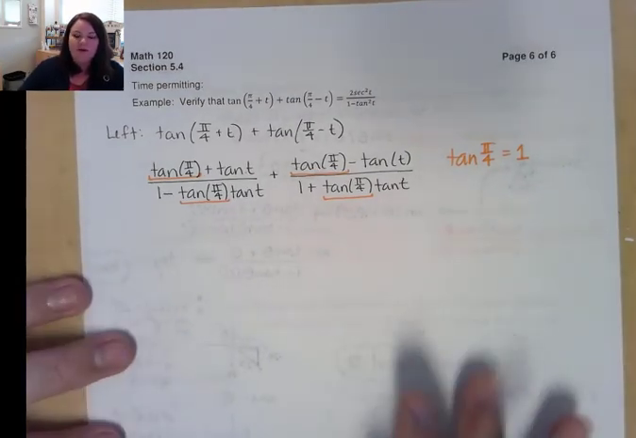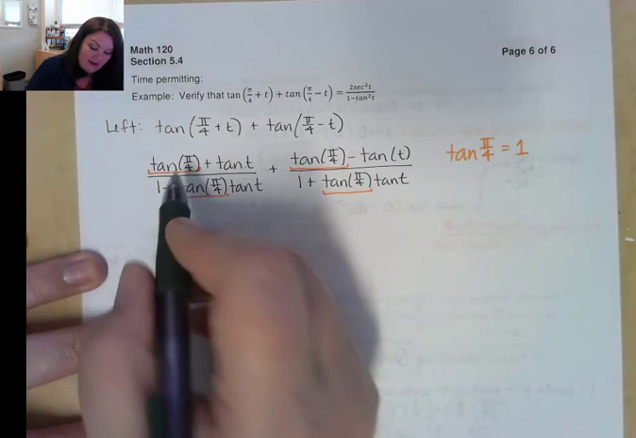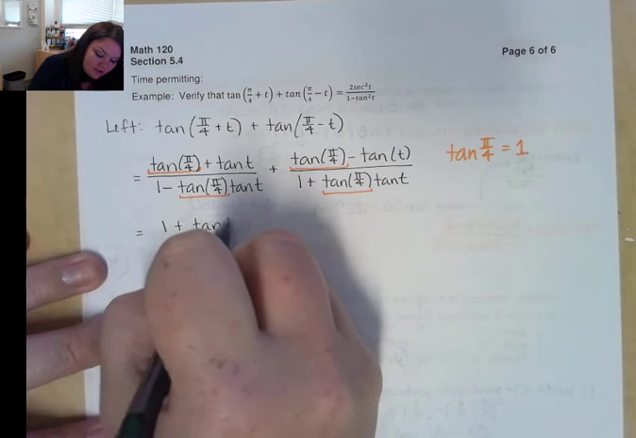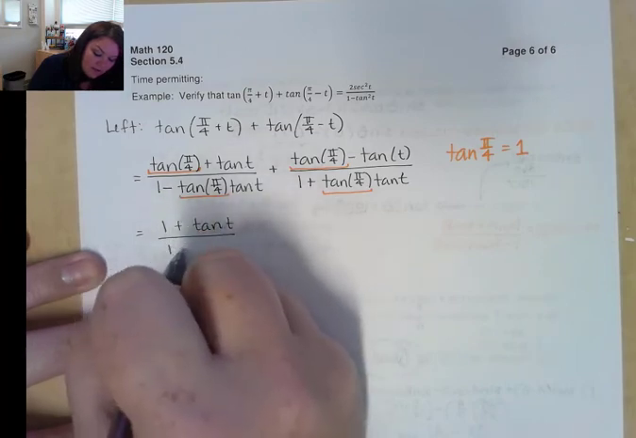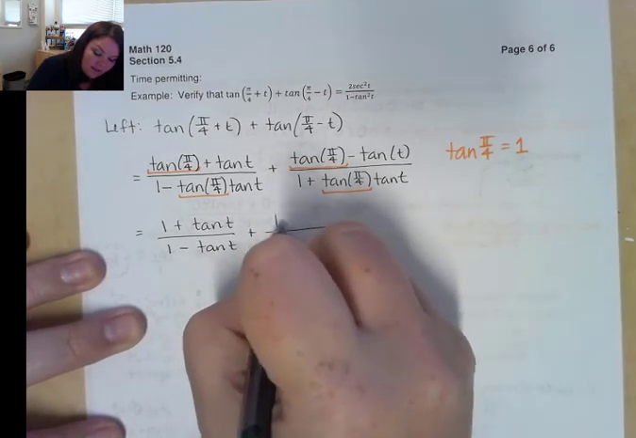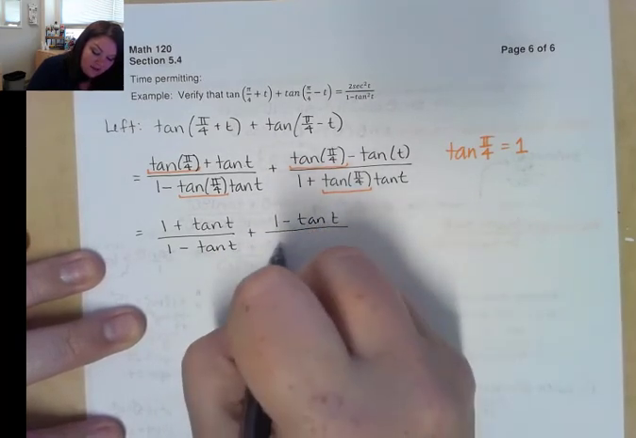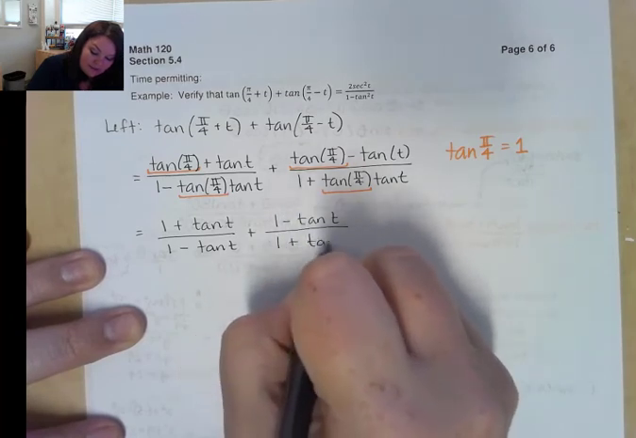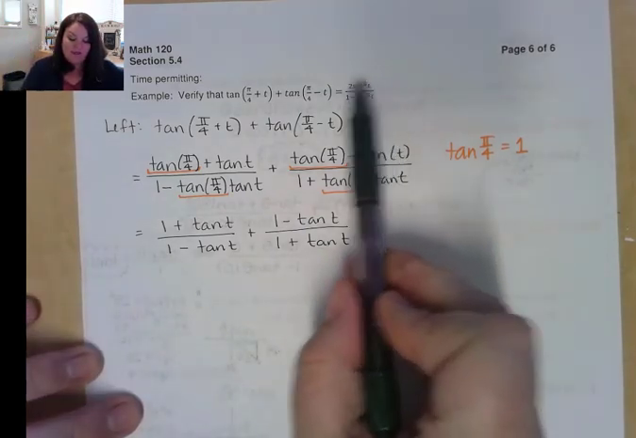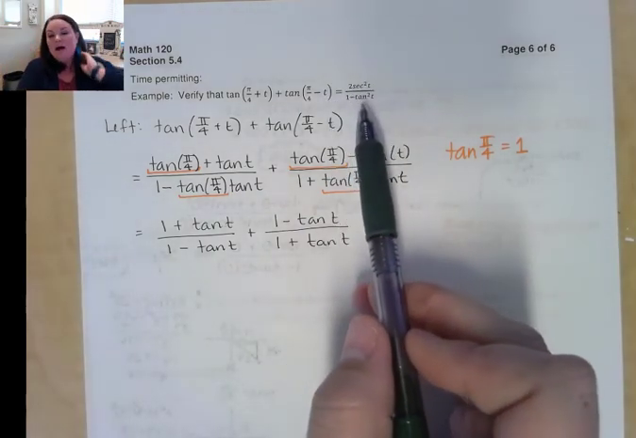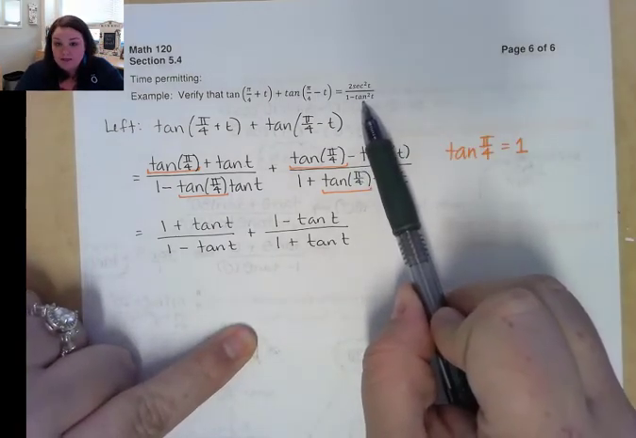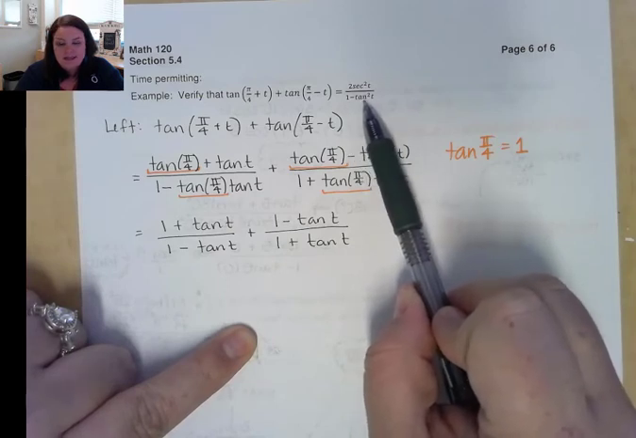So I'm going to go ahead and rewrite this now that I know that that's 1. So now what I have is 1 plus tangent t over 1 minus tangent t, plus 1 minus tangent t over 1 plus tangent t. Okay, and we're trying to get to this point. So we're not there yet. But if I look at what I'm trying to end up with, I see a 1 and I see a tangent squared, right?